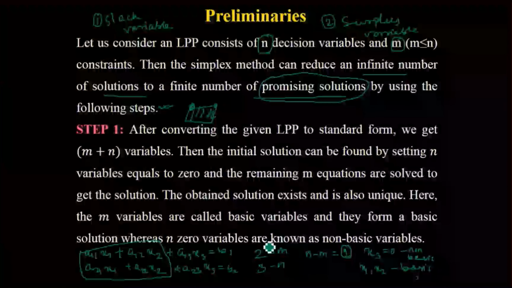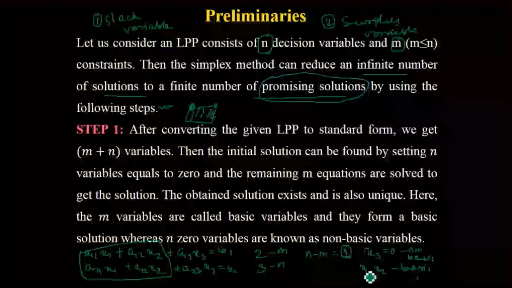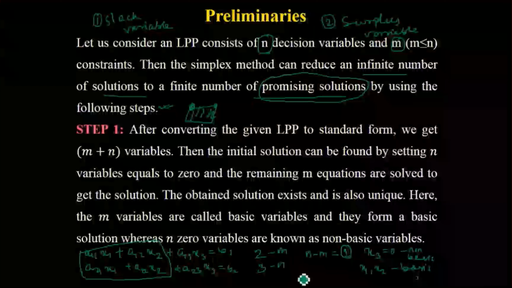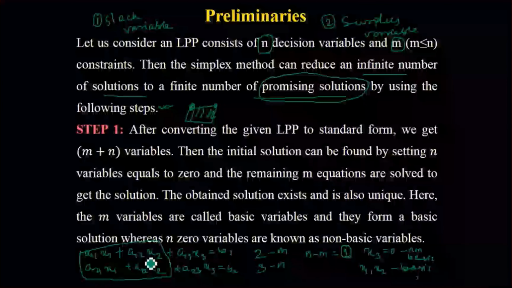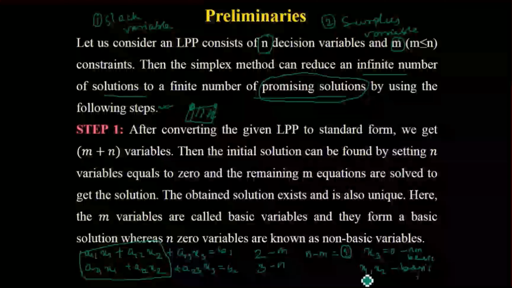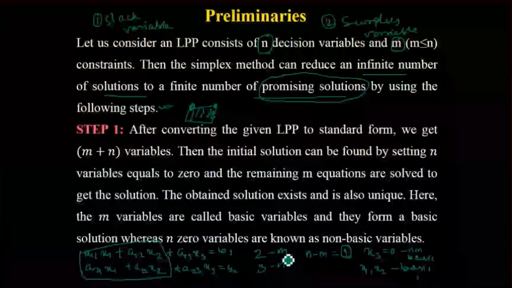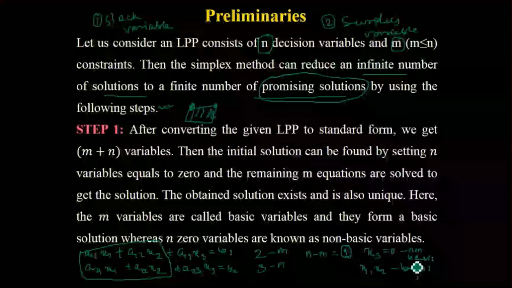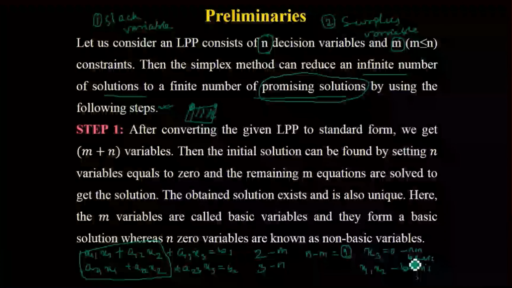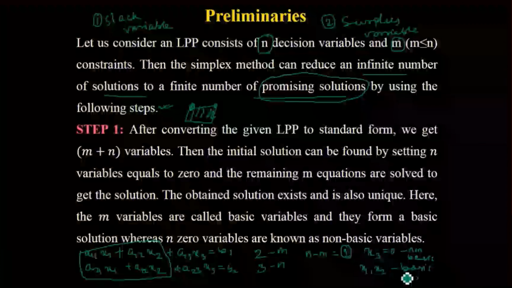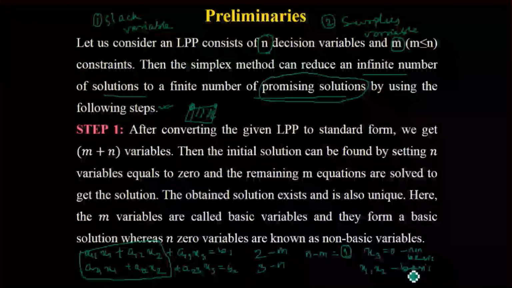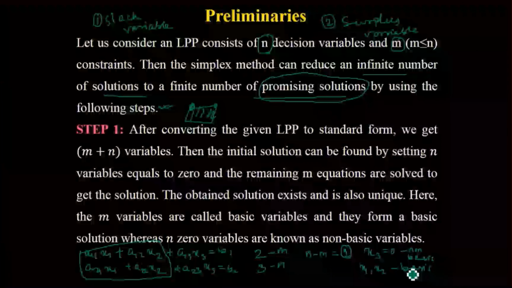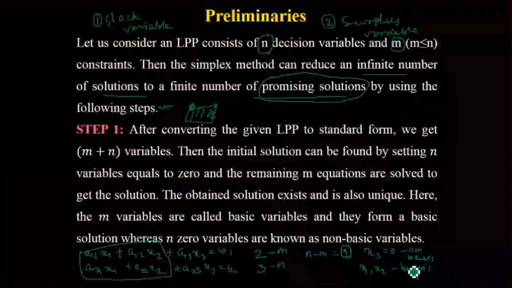In this case, if we take x3 as 0, you will get the combination x1, x2. If you take x2 as 0, then x1 and x3 are the basic variables. If you take x1 as 0, then x2 and x3 are the basic variables. So three possibilities are there. Depending on the m and n values, you will have a number of combinations, and based on that you have basic and non-basic variables. The basic variables which give the solution form a basic solution, and if it is feasible then it is called a basic feasible solution. We will discuss those.